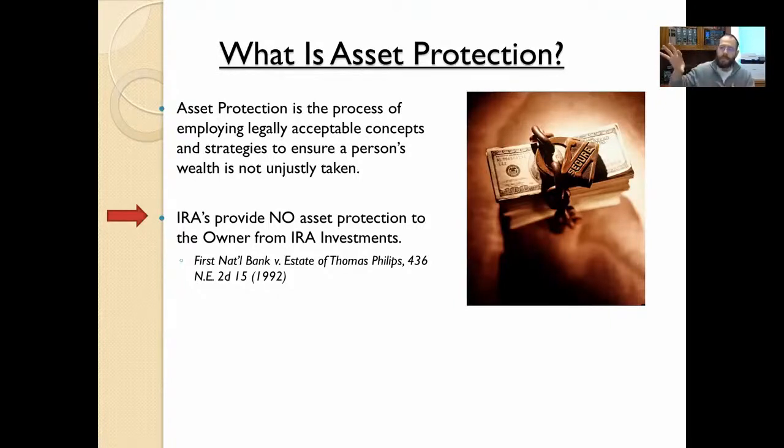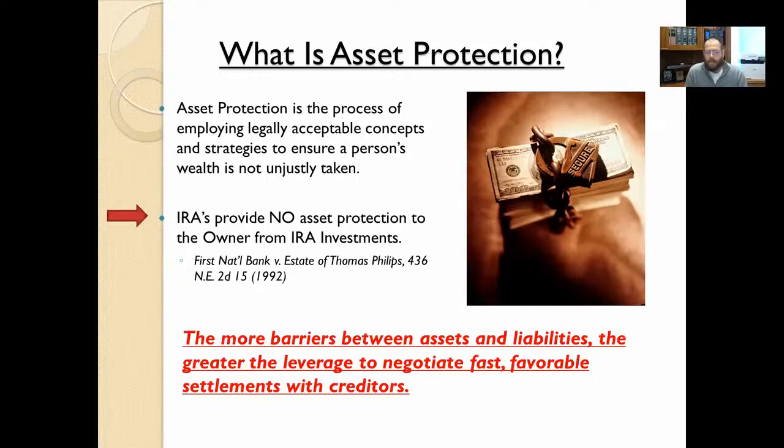So here again, we would use an LLC outside of the IRA to hold rental properties, and we would use an LLC within the IRA to hold that rental property to protect you from liabilities of the tenant. The IRA does not offer asset protection. And then, of course, the more barriers between assets and liabilities, the greater the leverage you have to negotiate a fast and favorable settlement with your creditors. That's basically a general thesis statement for any kind of asset protection.